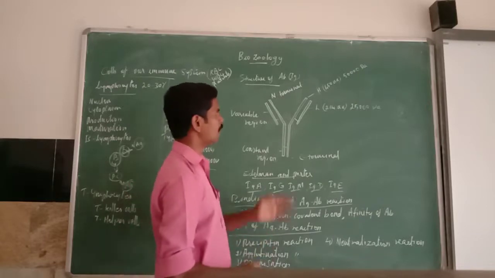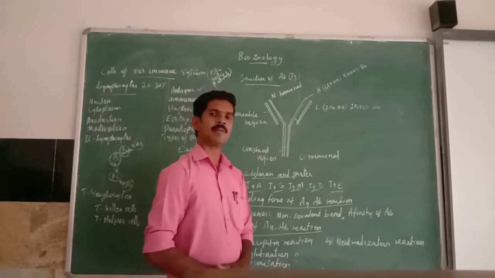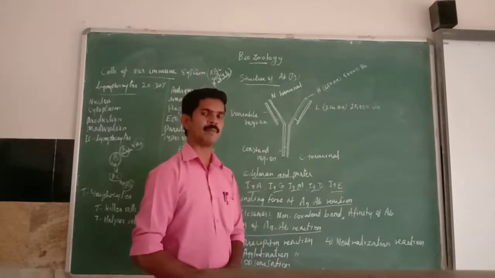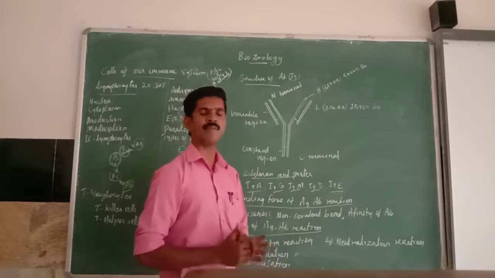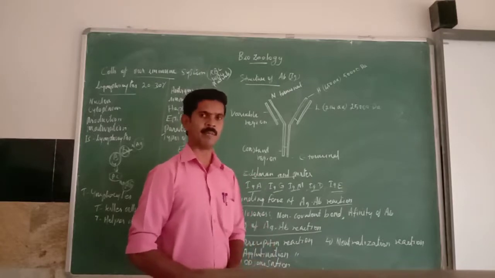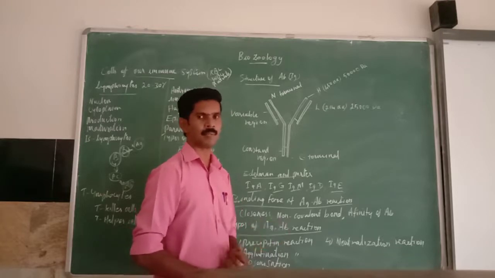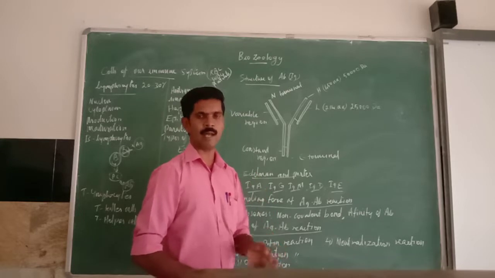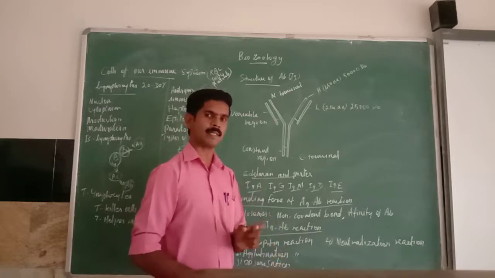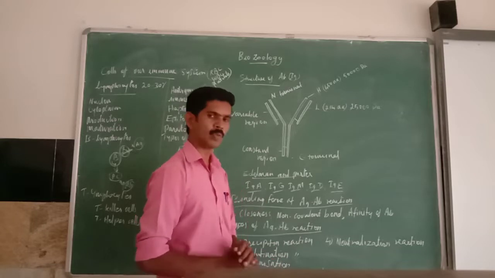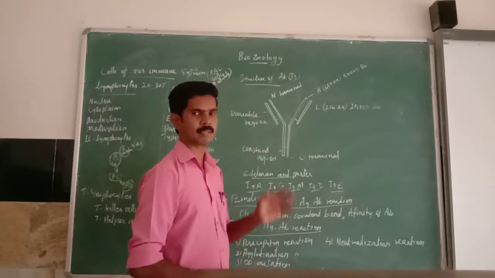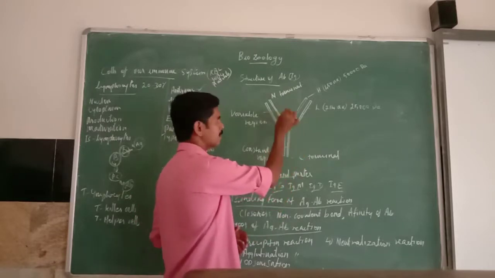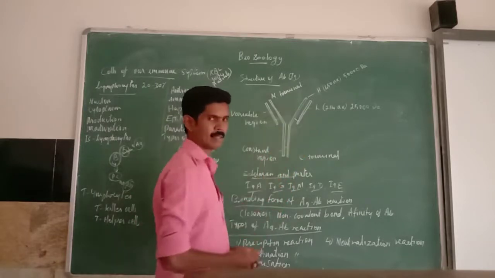Actually, the shape of the antibody molecule is Y-shaped. It is made up of 4 polypeptide chains. Two chains are very small, so they are called light chains, and two polypeptide chains are very big, so they are called heavy chains. So there are 2 light chains and 2 heavy chains in a single antibody molecule. This is one light chain, this is the second light chain, this is one heavy chain and this is the second heavy chain.